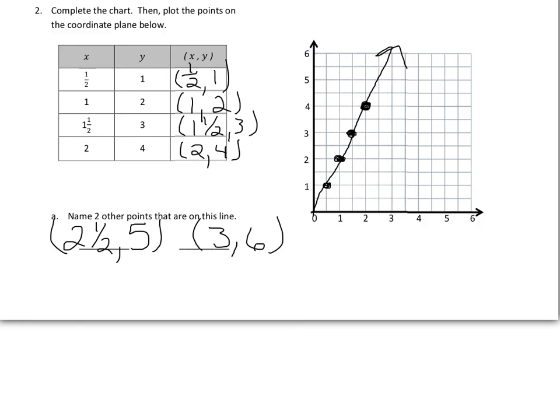If you also take a look at them, the x is half of the y. Half and 1, half is half of 1. 1 is half of 2, 1 1/2 is half of 3, 2 is half of 4, 2 1/2 is half of 5, and 3 is half of 6. So patterns can also help you find 2 other plots that are on the line.